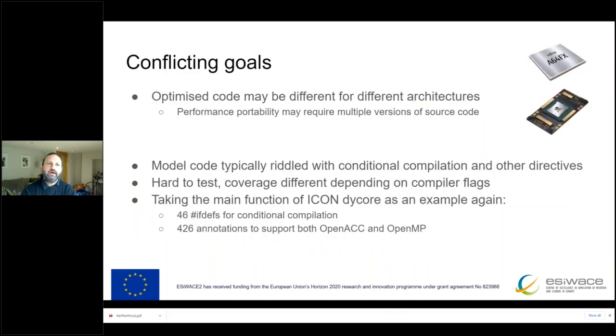Another example of conflicting aims is that if you want to get fast code for different architectures, and on the right here, I think we've got an NVIDIA A100 and the chip in the new Fugaku machine. If you want to get fast on these different architectures and you want performance portability, it might require multiple versions of the source code. So you might essentially have two different codes, one running on one and one running on the other. And the way people try and manage that sort of thing is often with conditional compilation.